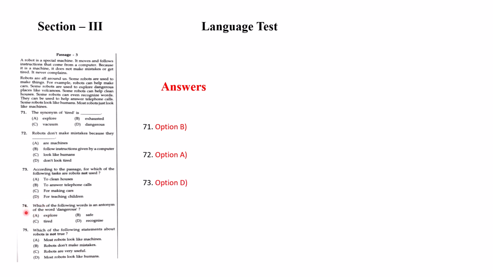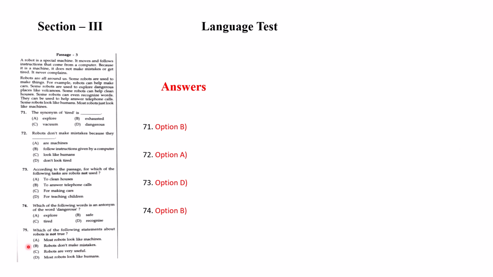Coming to question number 74, which of the following words is an antonym of the word dangerous? We can see that the antonym of dangerous is safe. So option B would be the right answer here.